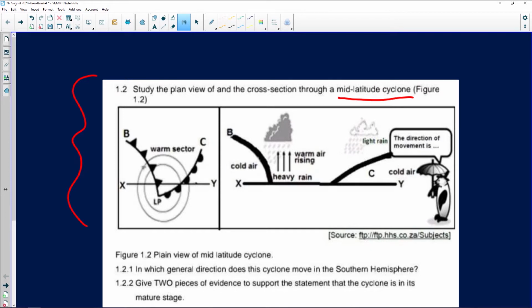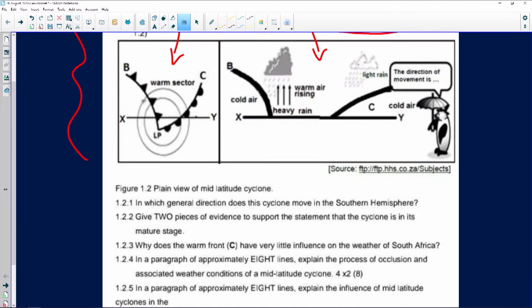Study the plan view and the cross-section through a mid-latitude cyclone. First of all, let's identify which one is the plan view. This one is the plan view. It's almost like a synoptic view, from above. And this is a cross-sectional point of view, when you're standing from the side. But before I delve into the questions, let's have a look at a mid-latitude cyclone.